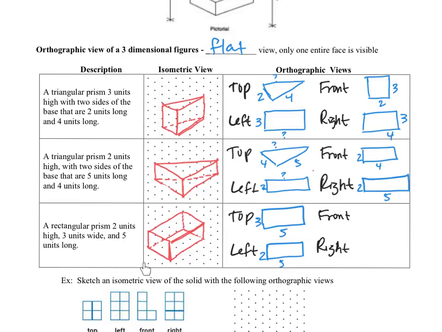The front view would be this view, okay, this rectangle that measures 2 by 3, and then the right view would be over here. That would be this rectangle that measures 2 by 5.